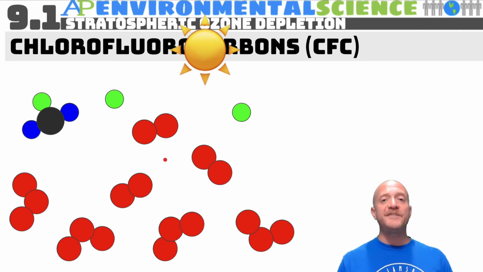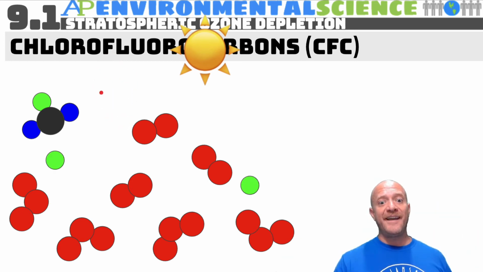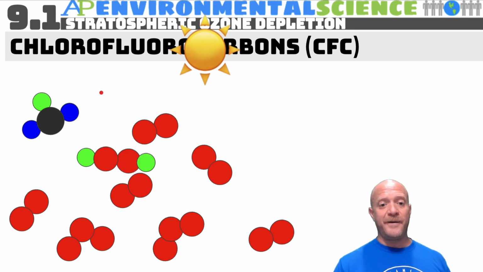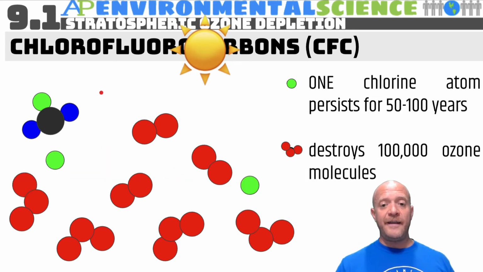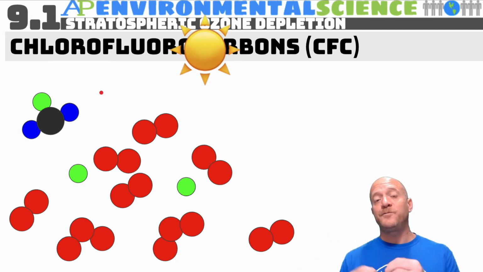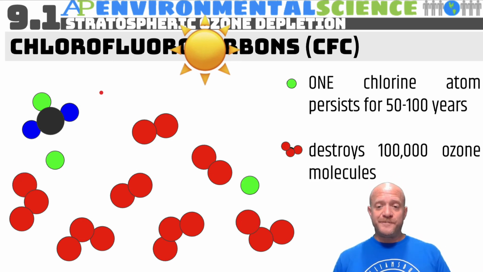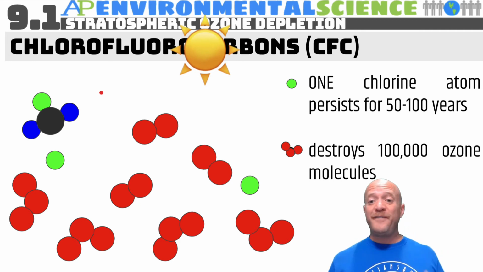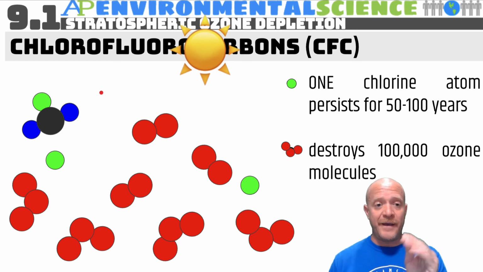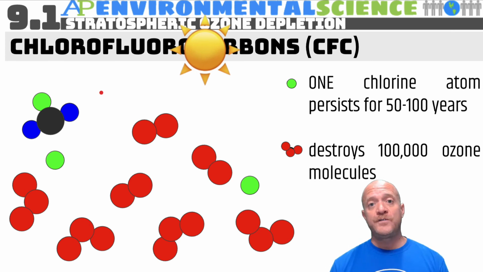However, we're losing our O3, our ozone, and these highly reactive chlorines can now do the same thing again. So now they find another ozone, break those apart. Oh, let's make another oxygen. Okay. So it'll keep doing this and breaking these apart, and the chlorines will go back and find another ozone molecule to destroy. So the big problem is one of these chlorine molecules can persist for 50 to 100 years, or one of these chlorine atoms, my bad. And one chlorine atom can destroy 100,000 ozone molecules.